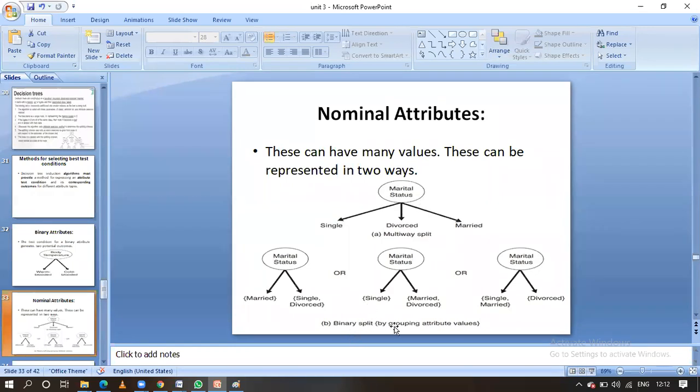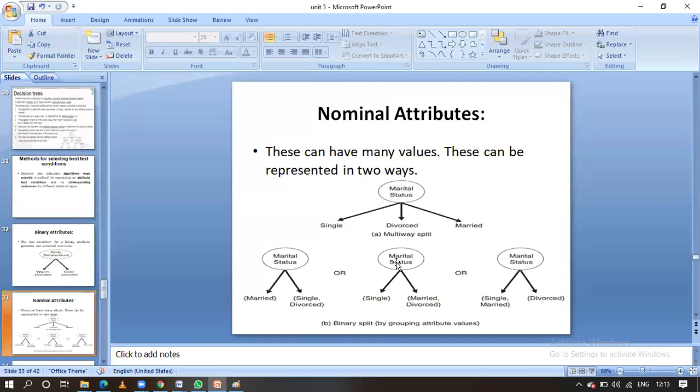And the next one: how are we going to make this a binary split? We are going to combine two values into one value. This way we make it a binary split. Suppose marital status is married or single, where single and divorced are combined. Overall, how many outputs for this marital status? Two. We are converting into a binary split by combining two or more attribute outputs.